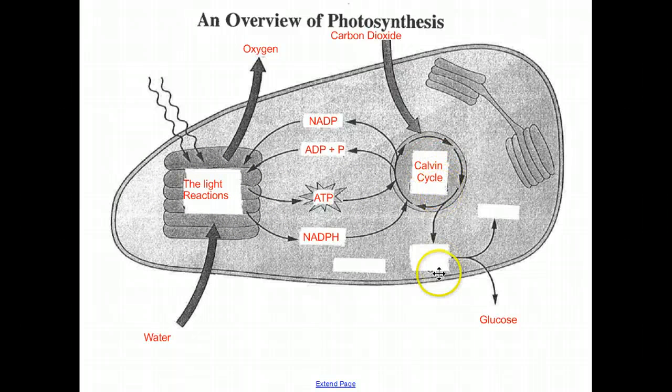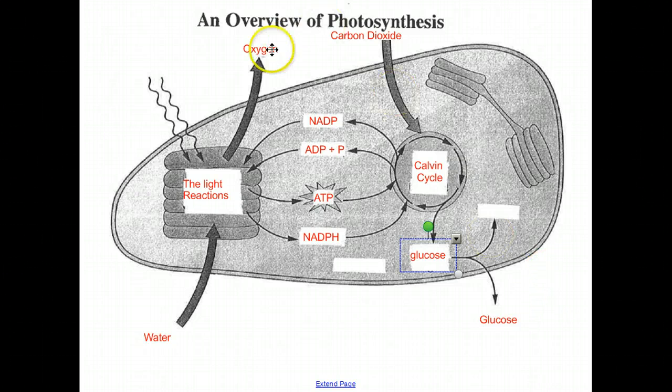and we end up with glucose being produced, and I'm going to leave that blank. This is all you really need to know for the overall cycles happening.